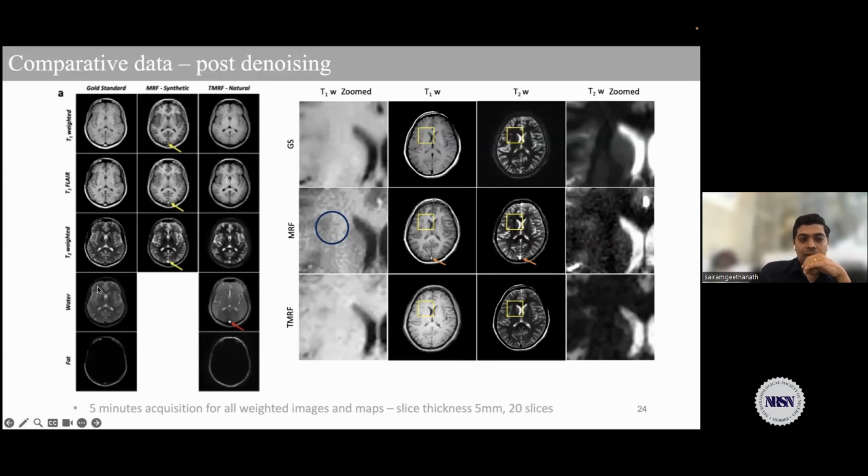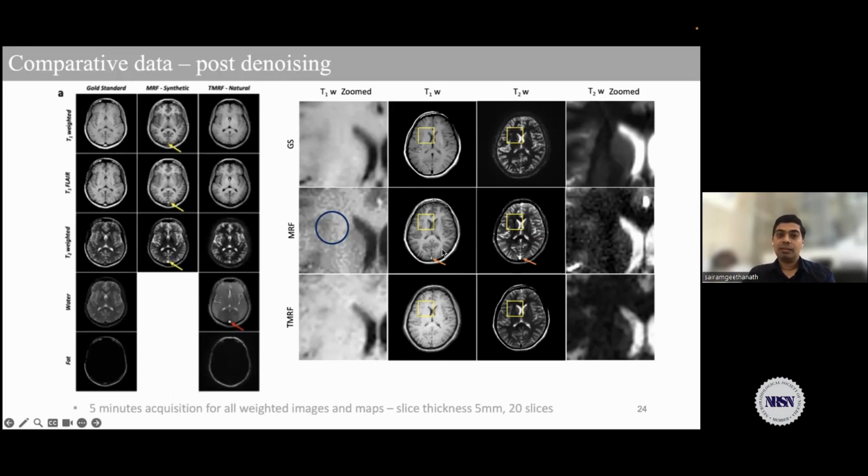But what we also want to do is to benchmark items from the first column and the third column to see quickly how close we are. So our hypothesis is that the TMRF natural is closer to the gold standard than the MRF synthetic. So I'm talking mostly qualitative. Of course, acquiring quantitative imaging will add more time here to the gold standard. And we acquired all of this in 5 minutes, slice thickness 5 mm and 20 slices.